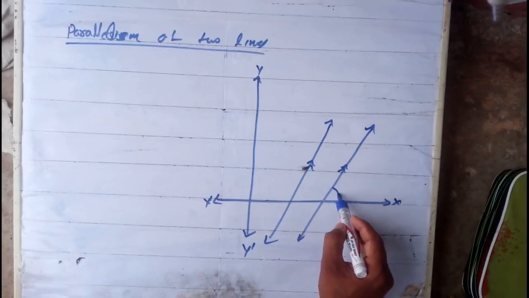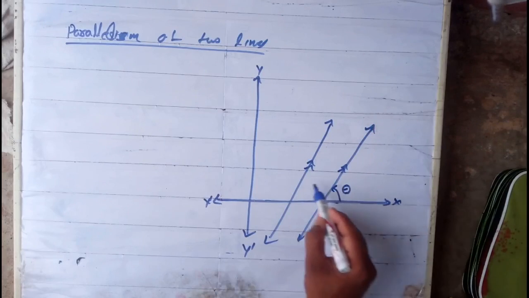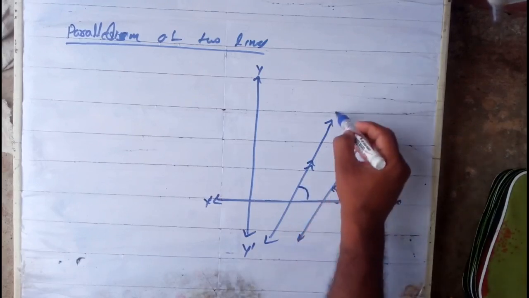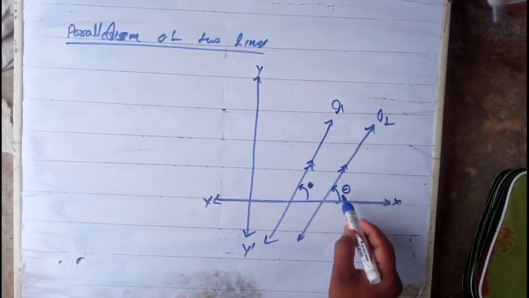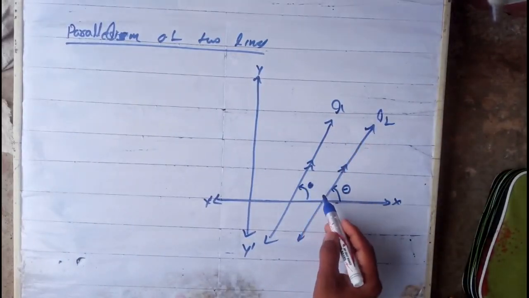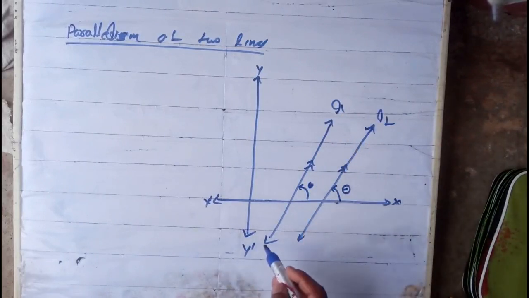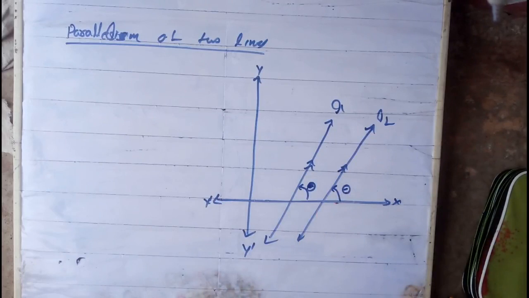and this inclination, this is L1, you can consider this is L2. The inclination of L1 with the x-axis is the same as that of L2 with the x-axis. This means both the angles are the same. Both the angles are the same means the inclination of L1 is equal to the inclination of L2.